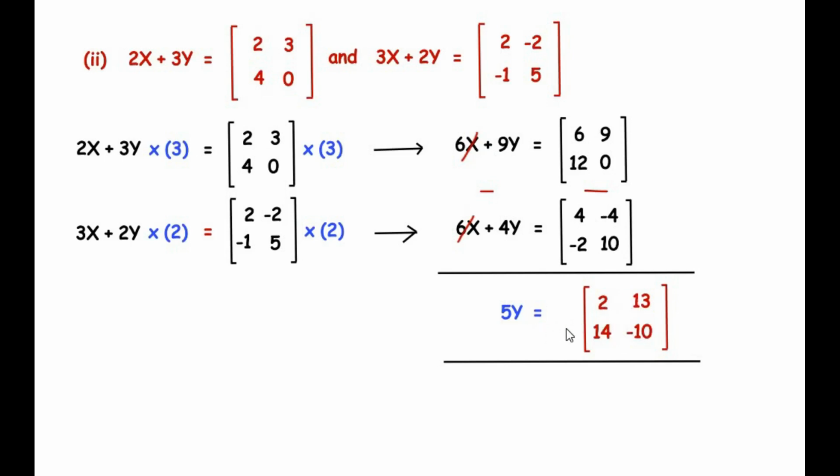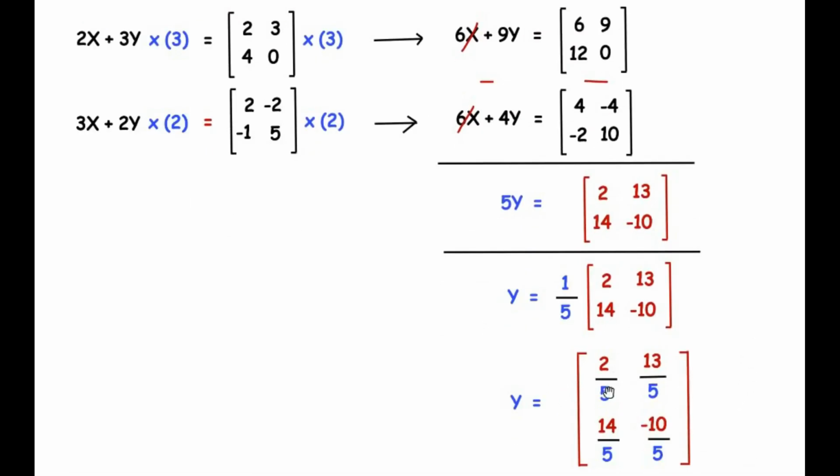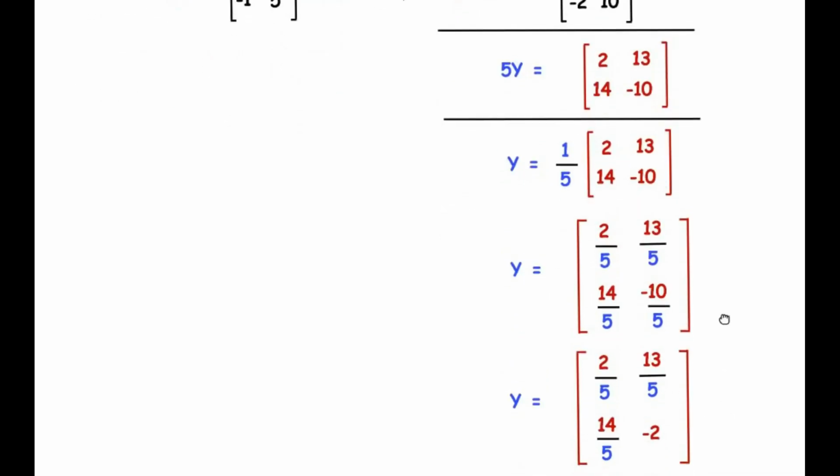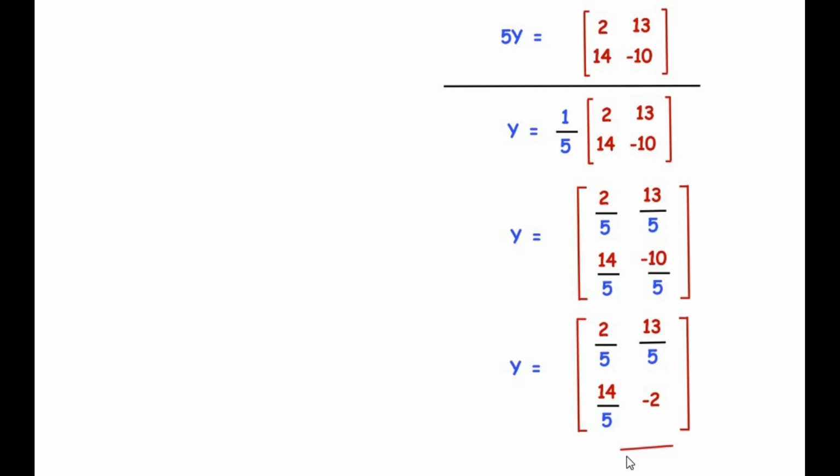So let us take 5 on the other side of the equal to sign. So y will be equal to 1 over 5 times 2, 13, 14 and minus 10. Now here 5 divides every element of the matrix giving us 2 over 5, 13 over 5, 14 over 5 and minus 10 over 5. Now out of these elements, the last element can be simplified. That is 5 and minus 10 goes in the table of 5. So simplifying the matrix y, we get 2 over 5, 13 over 5, 14 over 5 and minus 2. So this is the value of matrix y.